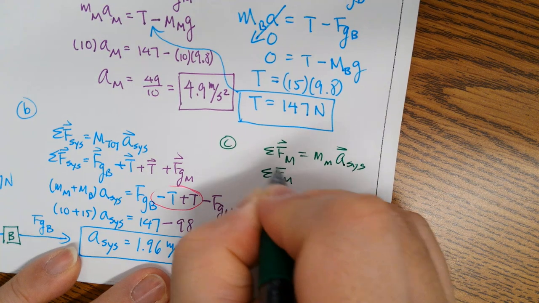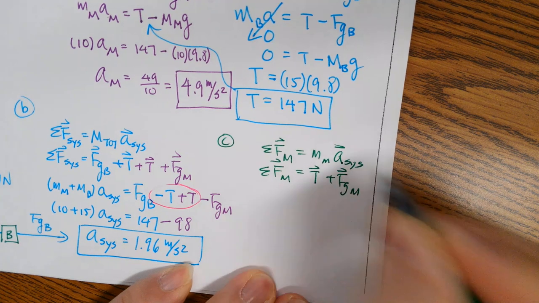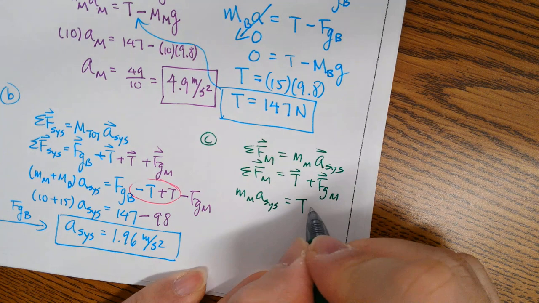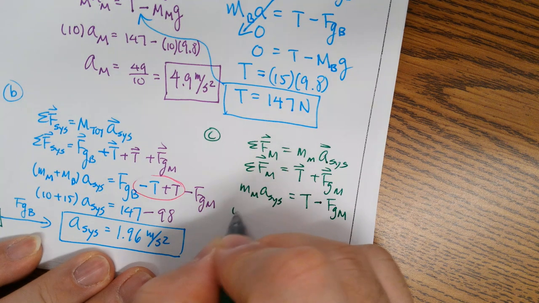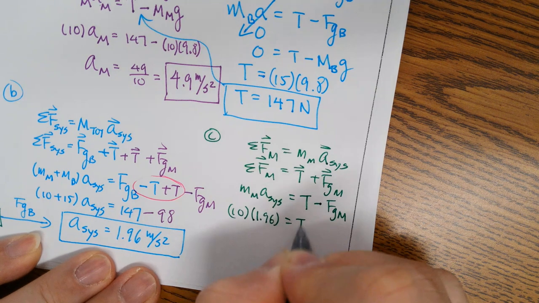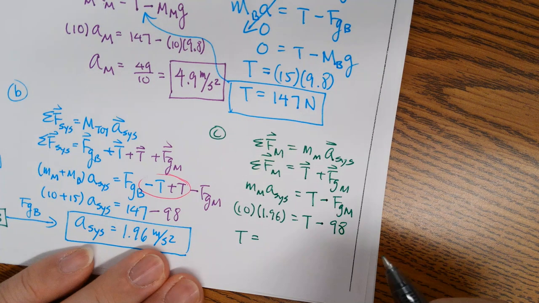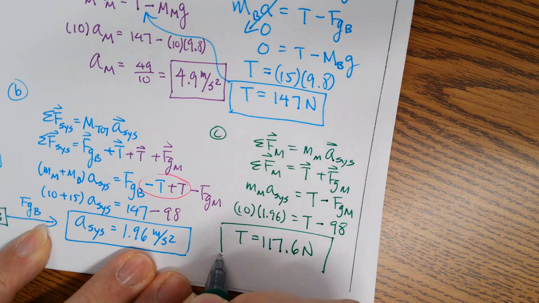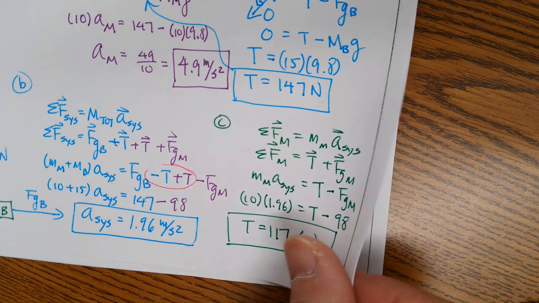And the sum of all forces for the monkey, we have tension, we have Fg monkey. So M monkey A system is equal to tension, positive, minus Fg monkey. So we have here 10 times 1.96 is equal to tension minus 98. So the tension is equal to 117.6 newtons. So 19.6 plus 98, basically. All right, any questions? Okay, good.